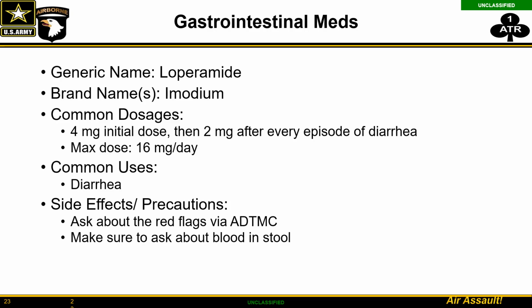If we're prescribing this from the aid station, we're not going to give someone more than 8, because I want to make sure that they don't take more than 8 pills that day. This is only used for diarrhea. You want to make sure you rule out some red flags, so you're using ADTMC, of course, as usual. And if there's blood in the stool, we're not giving a medication like this. That needs to be further worked up in a different way.